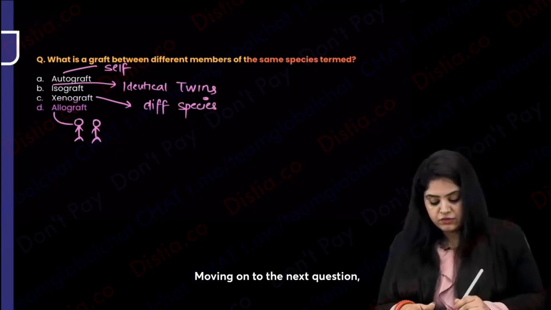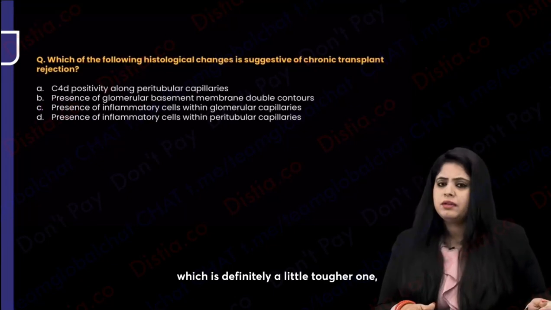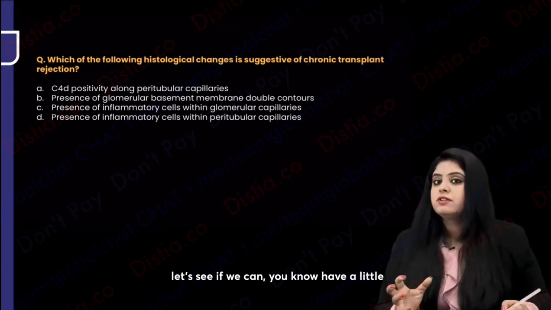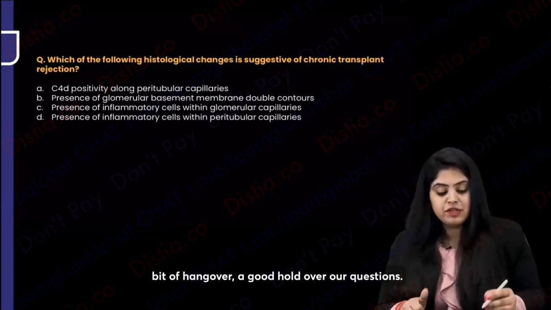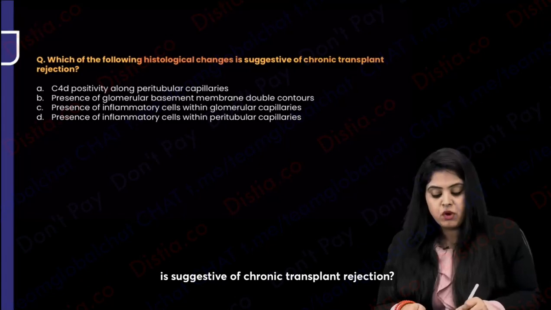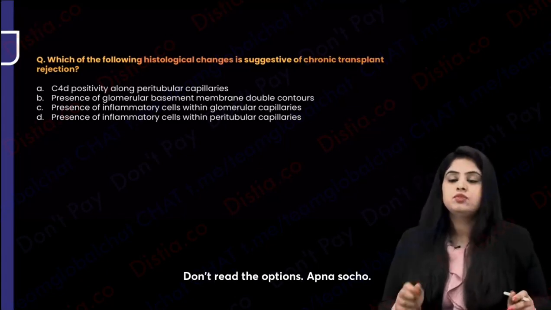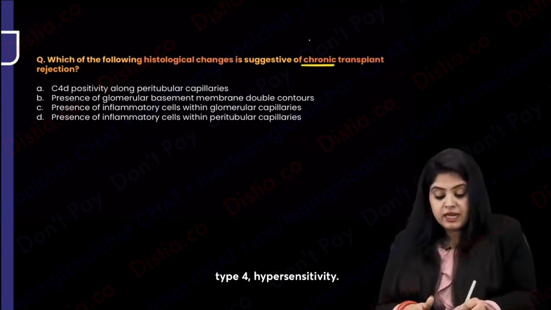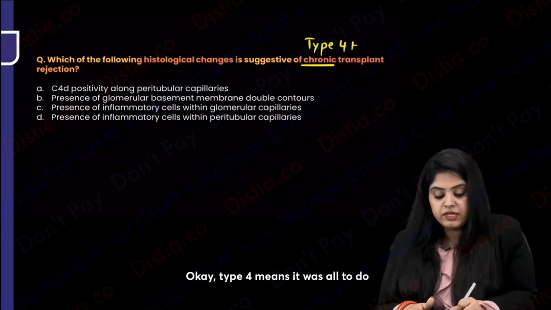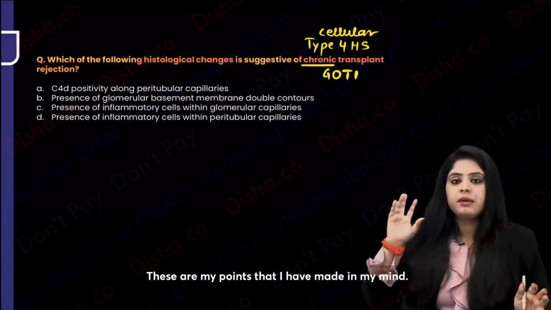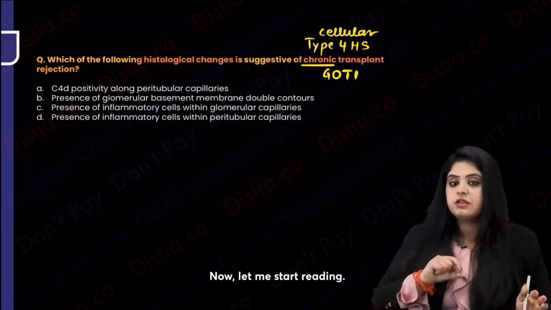Moving on to the next question, which is definitely a little tougher one, but let's try. We've done so much detailing. Let's see if we can have a good hold over our questions. Which of the following histological changes is suggestive of chronic transplant rejection? Don't read the options; think on your own. Chronic was that friend zoning story. Type 4 hypersensitivity means it was all to do with cells. And what were you seeing microscopically? You were seeing GOTI. These are my points that I have made in my mind. Now let me start reading.